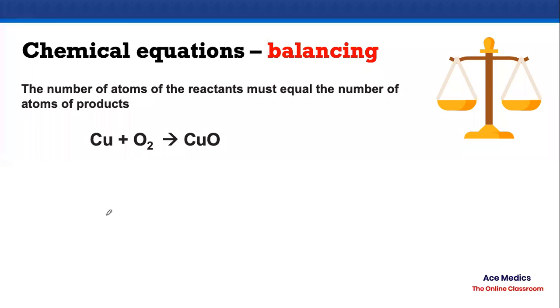So how do we make sure that happens? And that is by balancing the number of atoms on either side of the reaction. So the number of atoms of the reactants, which in this case is copper and oxygen, sorry, the reactants because they're on the left-hand side of the arrow, should always equal the number of atoms of the products, which is on the right-hand side of the arrow.